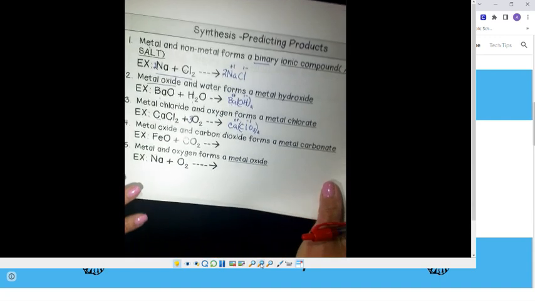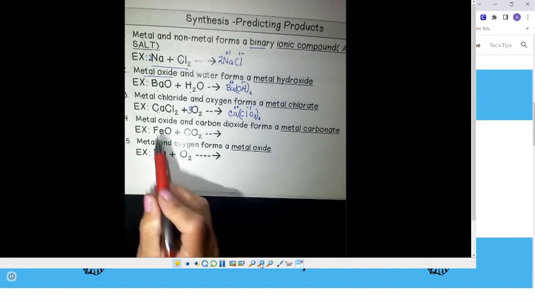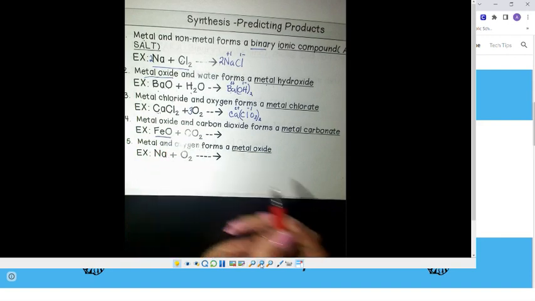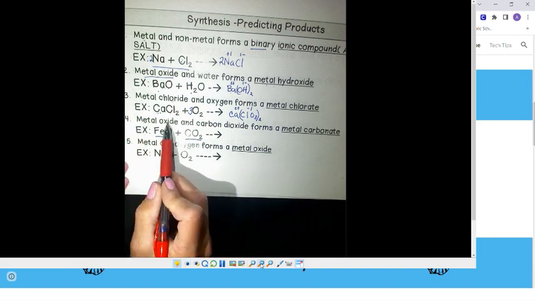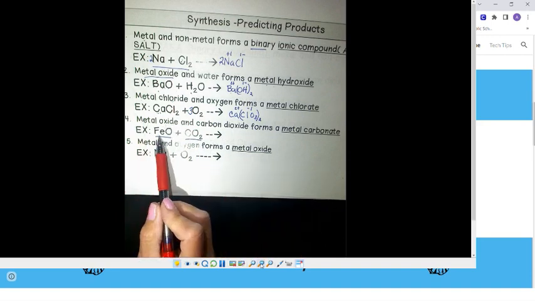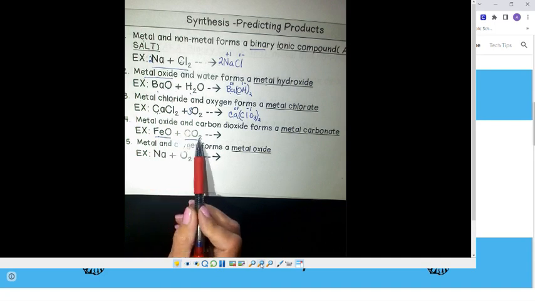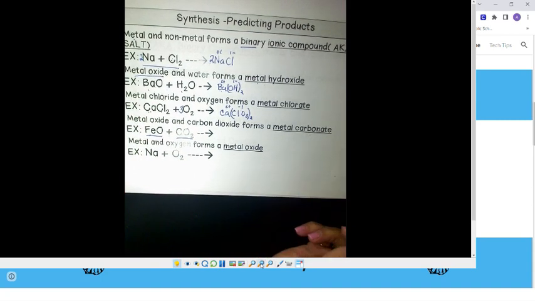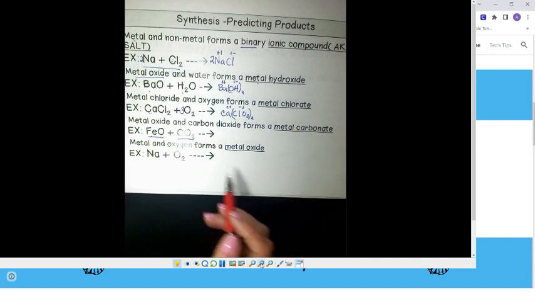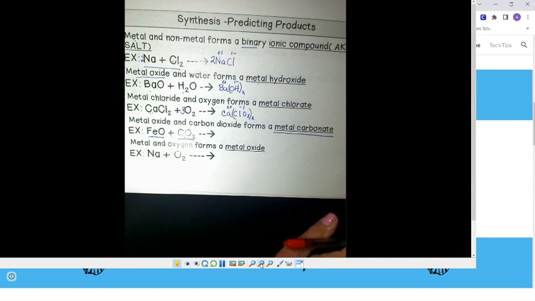So our next synthesis reaction is a metal oxide. If we have a metal oxide and it combines with carbon dioxide, it doesn't matter what the metal is. This one just happens to be iron. It could be calcium, it could be potassium. If you have some sort of metal oxide combining with carbon dioxide, it is always going to form a metal carbonate. So metal oxide plus carbon dioxide will give us a metal carbonate.